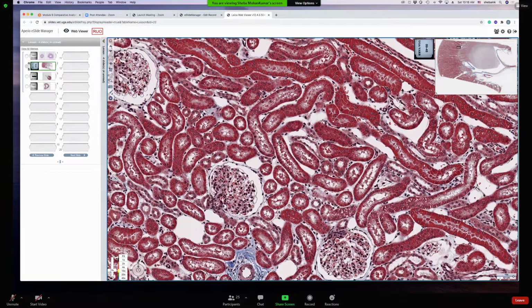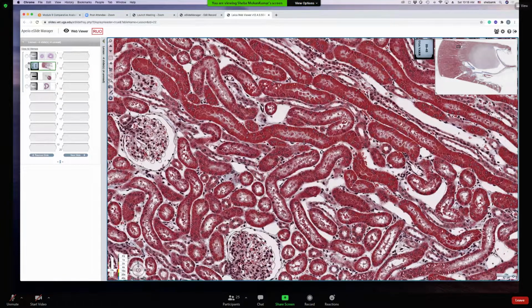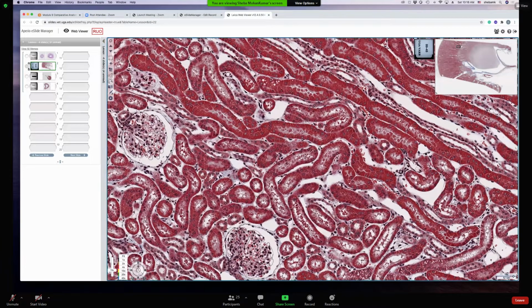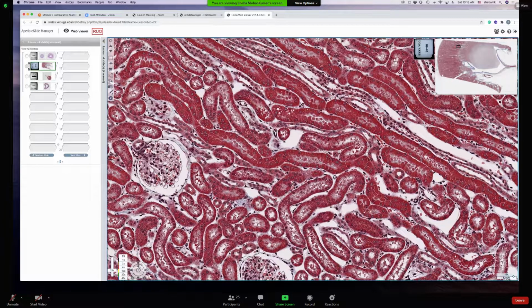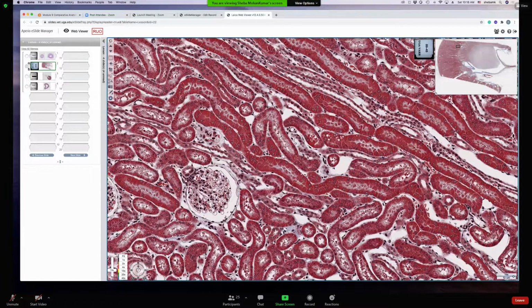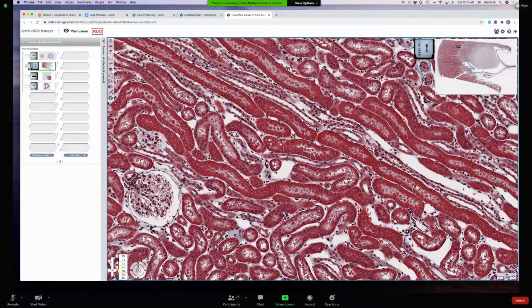We need to know the difference between proximal and distal. So tell me, what tubule is this? Proximal convoluted tubule. This would be a distal convoluted tubule. Okay. If there is a difference in the staining, like this one for instance, the cells are in different shades of red.